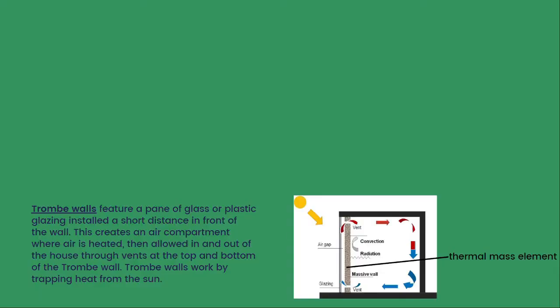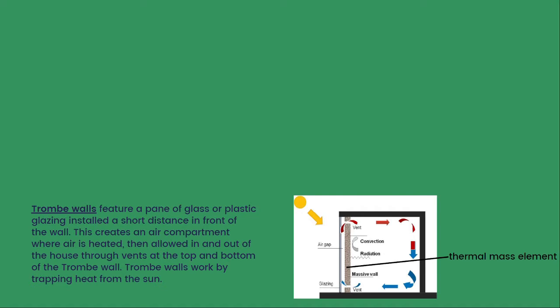Alright, so a Trombe wall is one of the systems that utilizes a thermal mass element. Over there on the little diagram, you can see where the thermal mass element is positioned. That would be your brick or your concrete wall or your stone wall, and it would be painted a dark color. It doesn't have to be painted a dark color, but the darker the color, the more heat it will absorb.